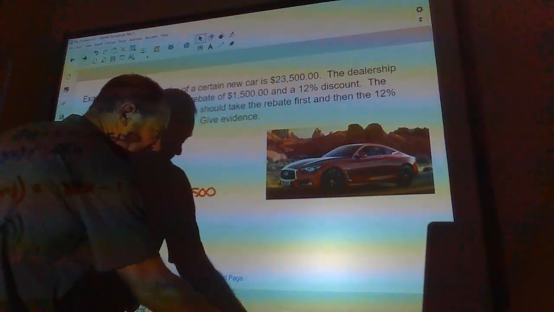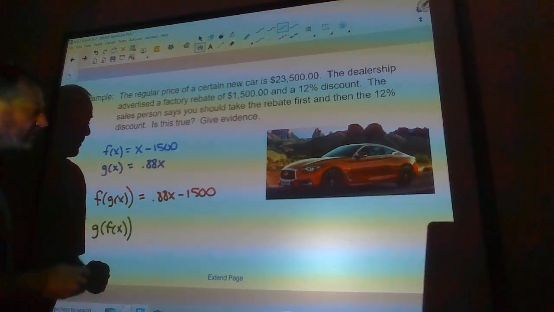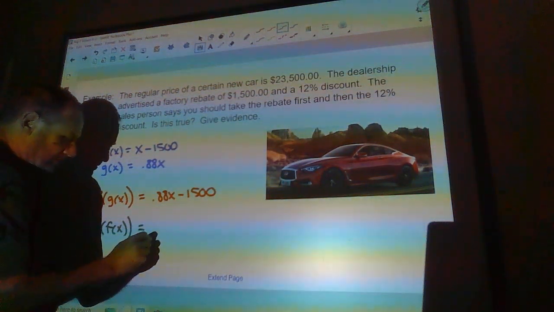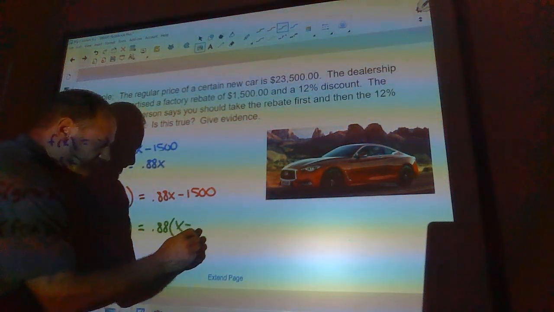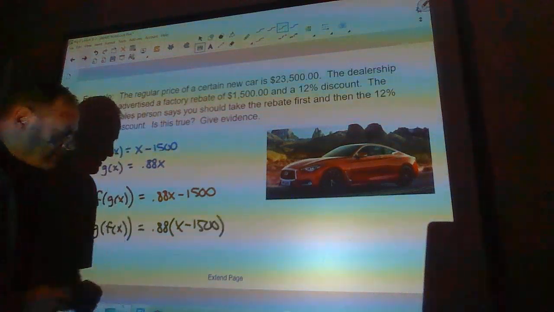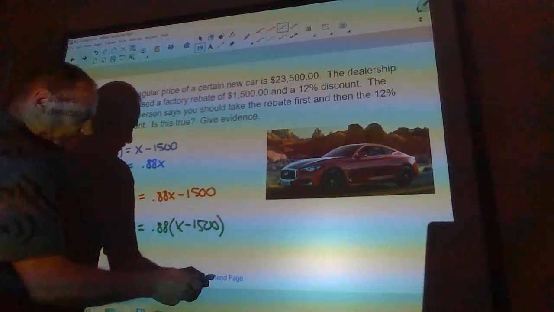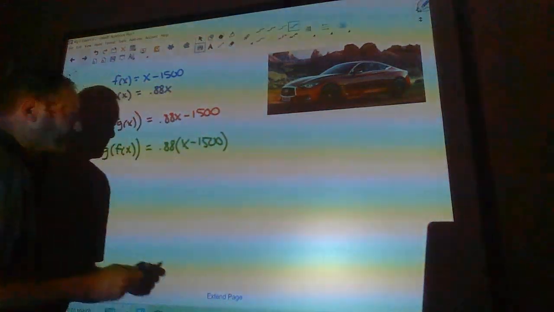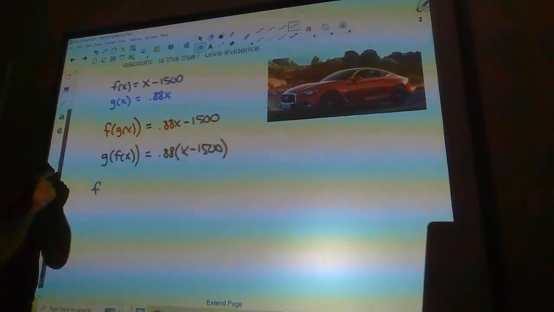Okay, but the salesman said you should do the other one, g of f of x. So he's saying that you should take 0.88 of x minus 1,500. Now, which one of those is a better deal? Well, for both of these, we're going to find the value for $23,500.